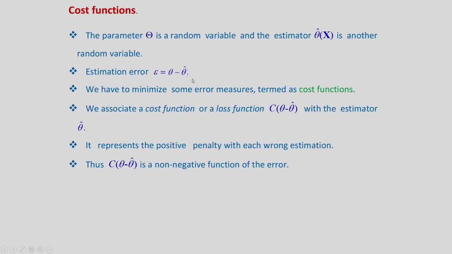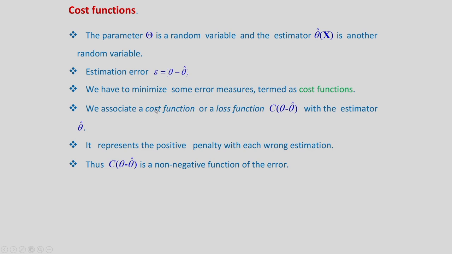Let us define another term, what is known as the cost function. The parameter theta is a random variable, and the estimator theta hat of x is another random variable. So, we have two random variables, and the estimation error at a particular point is given by theta hat minus theta. In the Bayesian framework, we have to minimize some error measures termed as cost functions. These error measures are called cost functions.